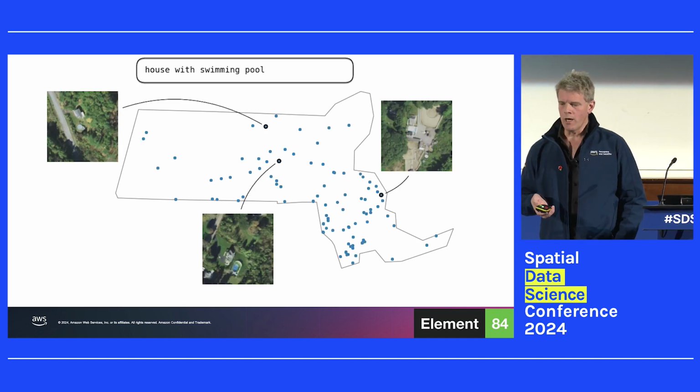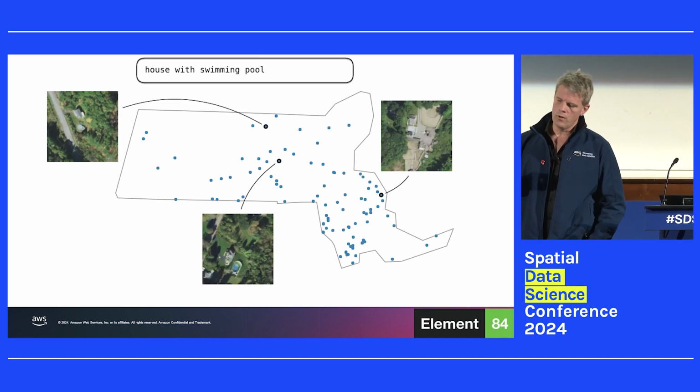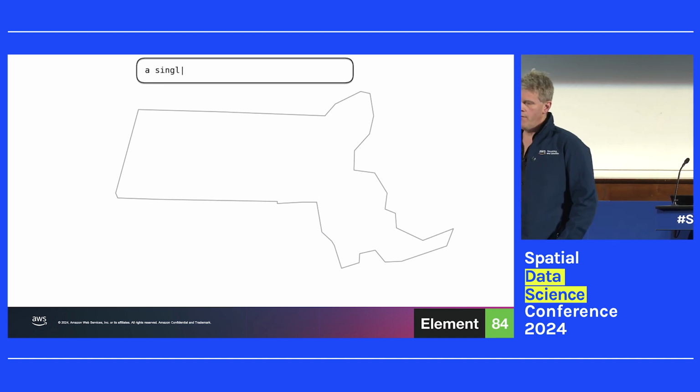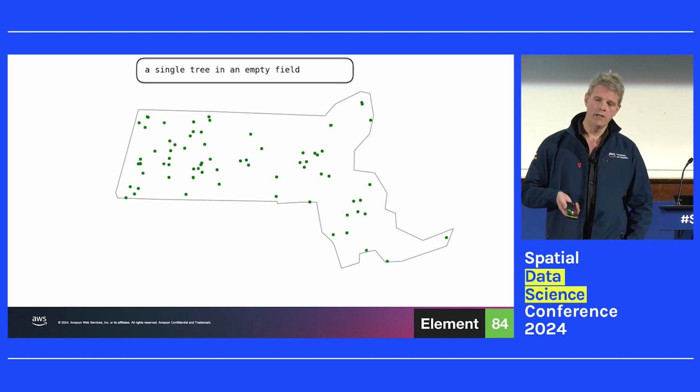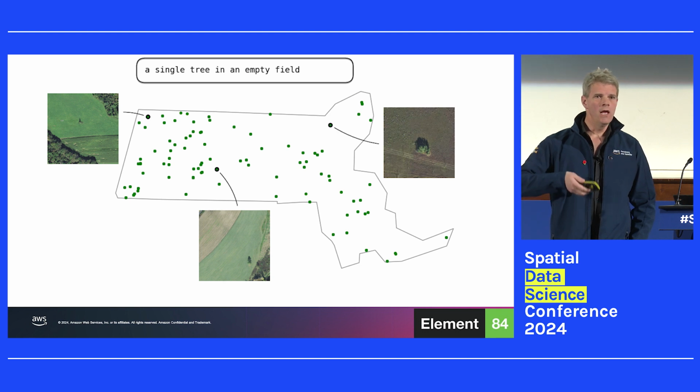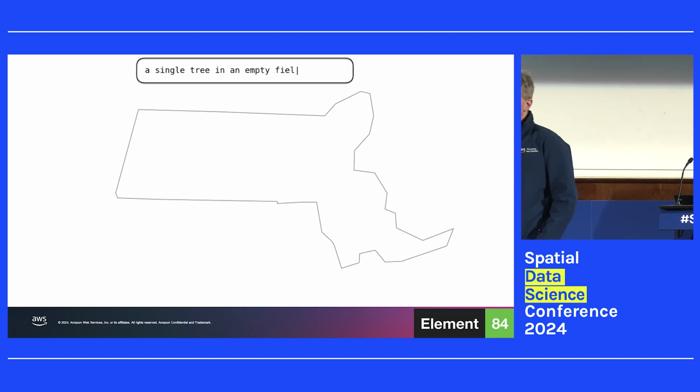When you work with natural language querying, with Element 84 recently, they've launched, and you can look up the blog, single trees and empty fields. It's the questions, these natural language questions.